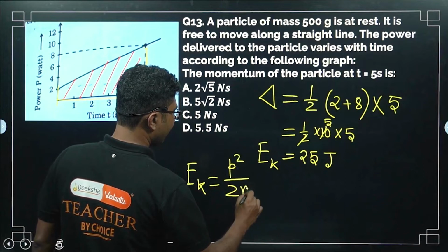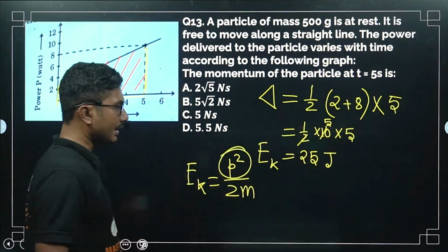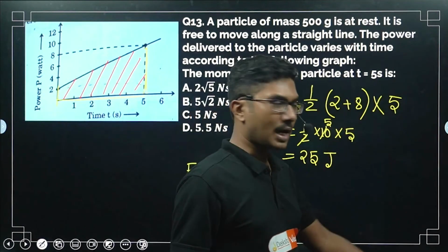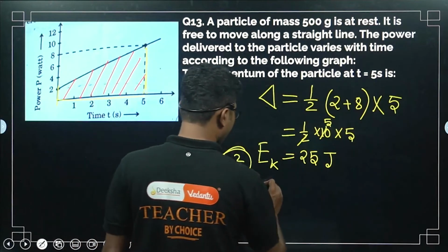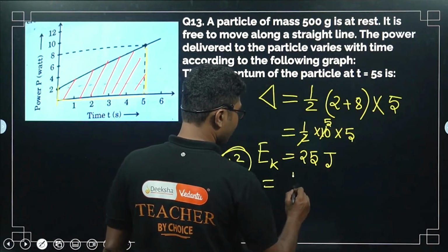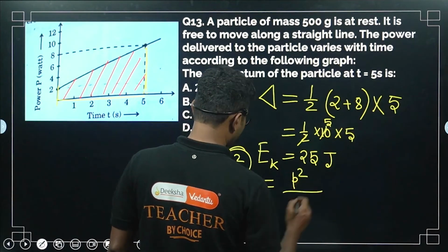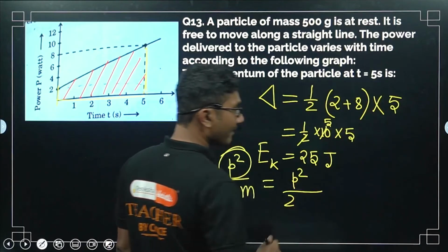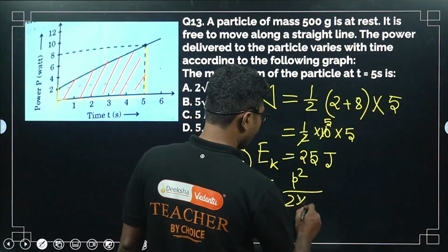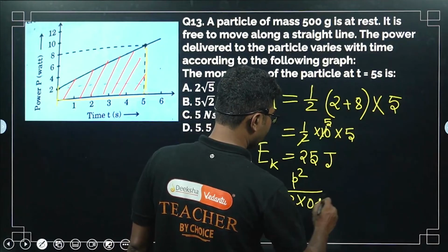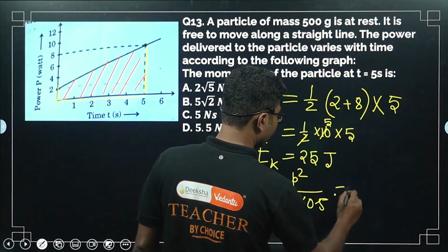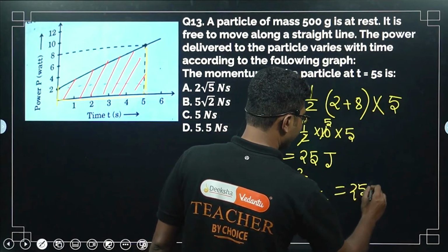Here P square is the momentum and small m is the mass, right? So P square by 2m. We don't know the P square value, but we know the m value. M is 500 grams, which means 0.5 kilograms, so we will use 0.5 kilograms. And the kinetic energy is equal to 25 joules.